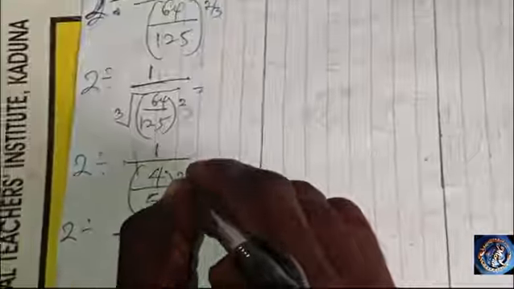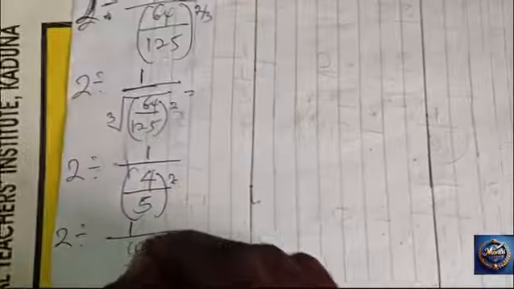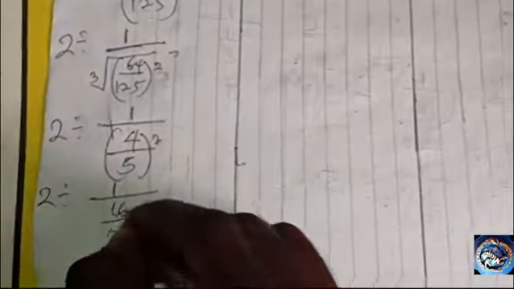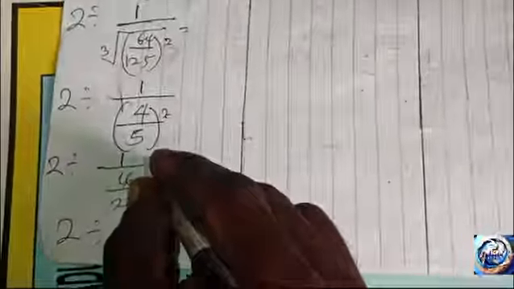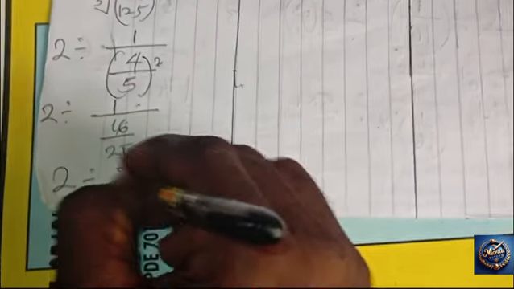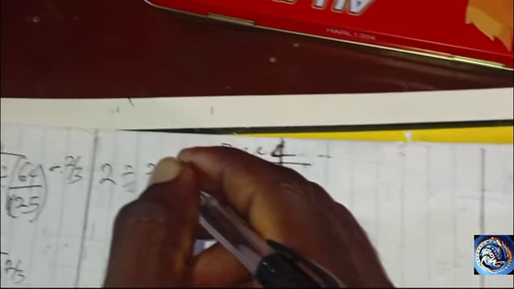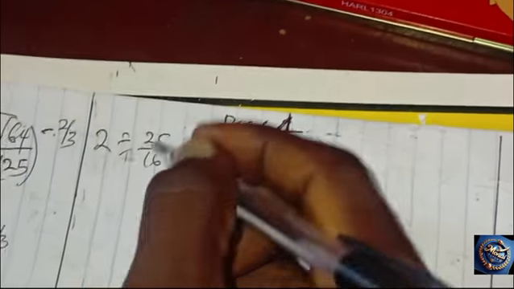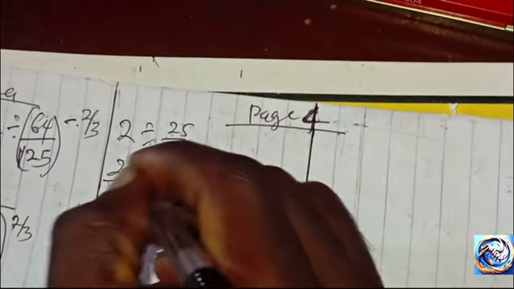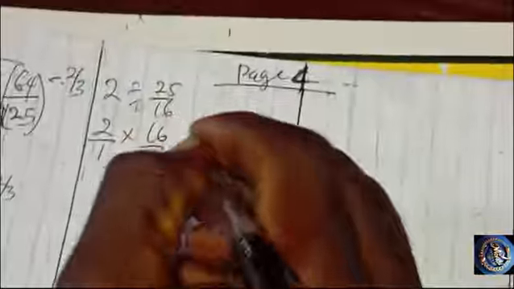What is this? Square of 4, that's 16. Square of 5, 25. So I have 2 divided by 1 all over 16 over 25. This one comes up and this one comes down, just as we have been doing before. That will be 25 all over 16. Then I have 2 divided by 25 all over 16. Then I have 2 all over 1 times 16 all over 25. That is going to give us 32 all over 25. That is the answer.